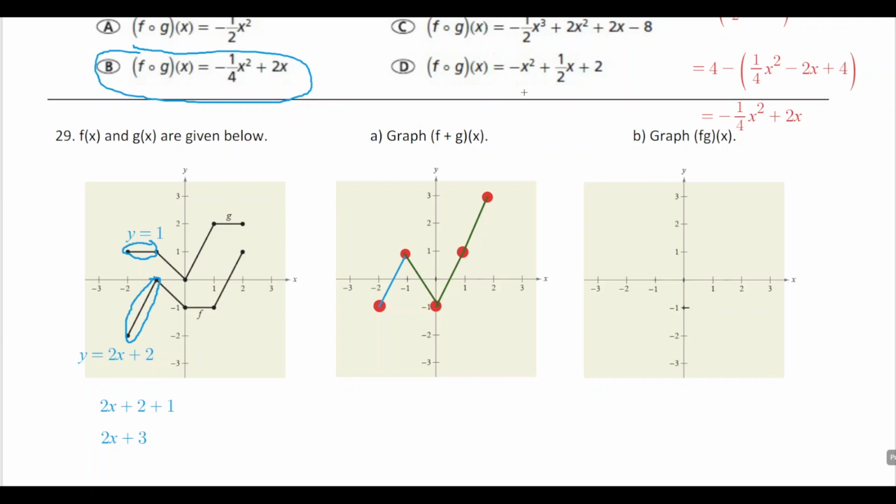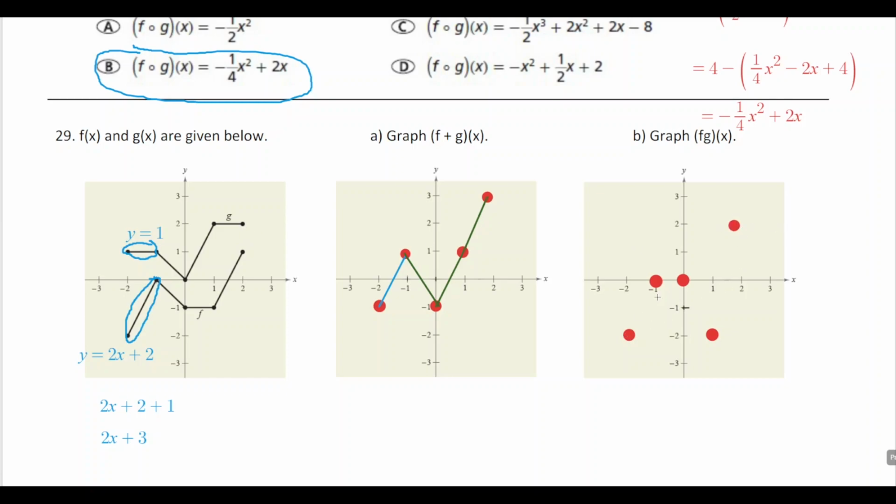Now, f times g is a little trickier. We're still going to get the endpoints the same way, where we multiply the y values of each individual endpoint. So for the first one, when x is -2, we can multiply -2 times 1 and get -2. If we multiply 0 times 1, we get 0. 0 times -1 is 0 again. Then when x is 1, we have 2 times -1 is -2. And then finally, the last one over here: 1 times 2 is 2.